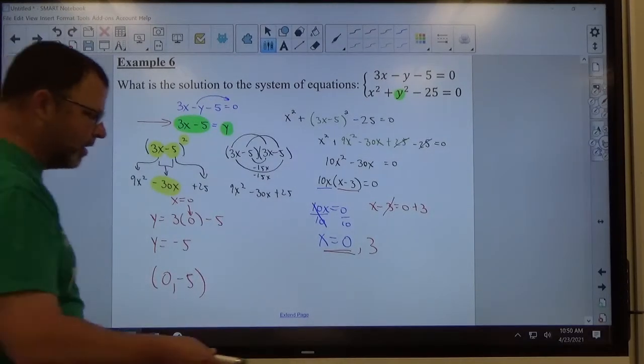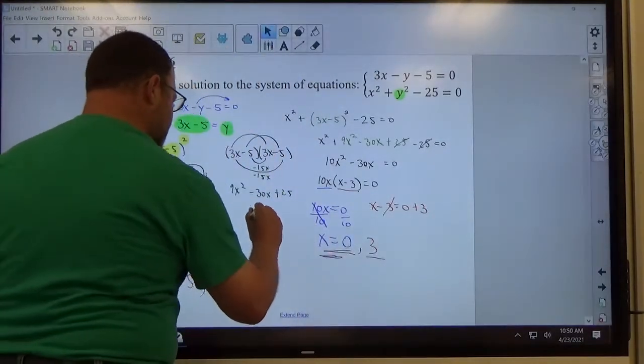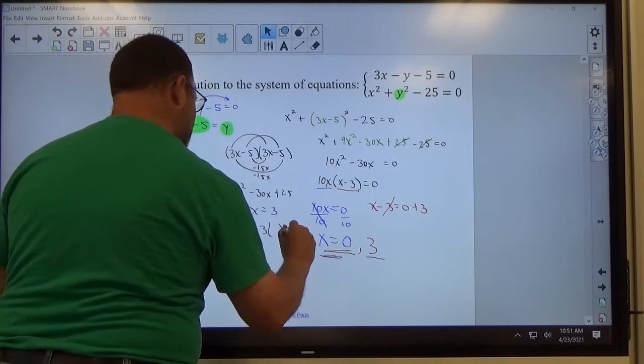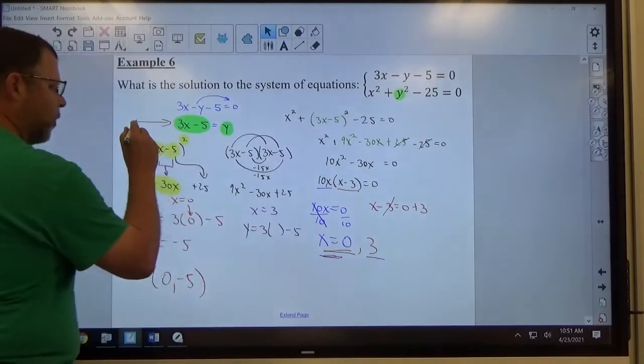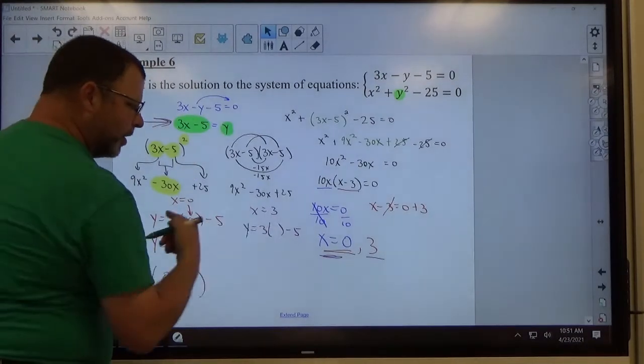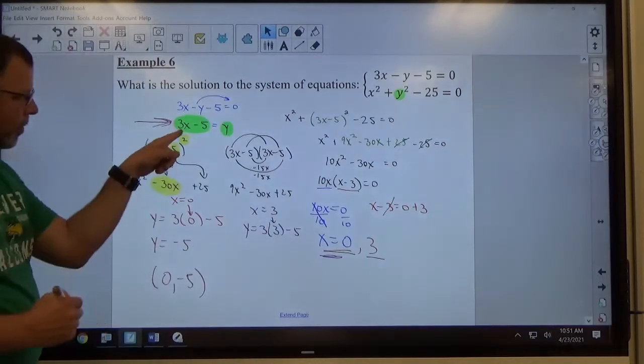My second answer is x equals 3. So x equals 3, y equals 3x minus 5. Again, I just go back here both times. That says how y and x relate. I know what x equals. I change x to that number, so x equals 3 goes right where x would have been.